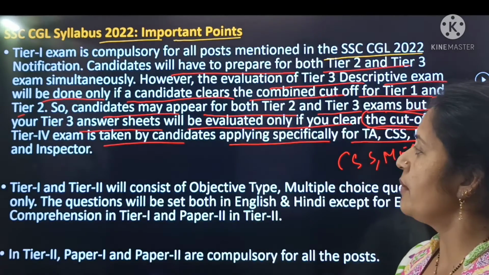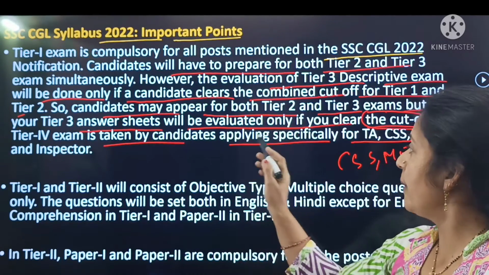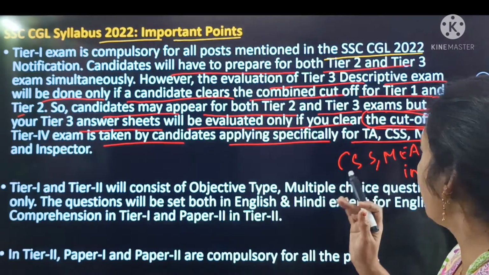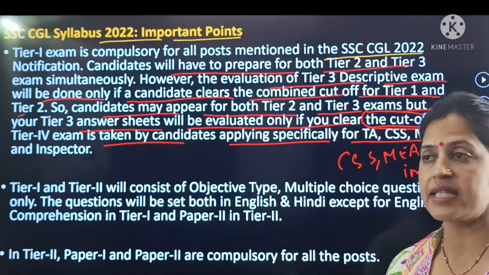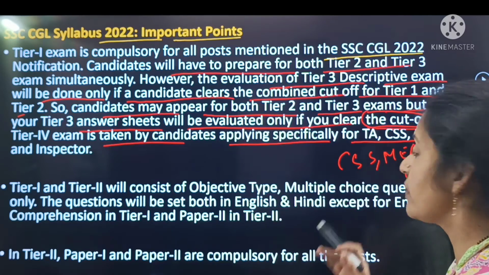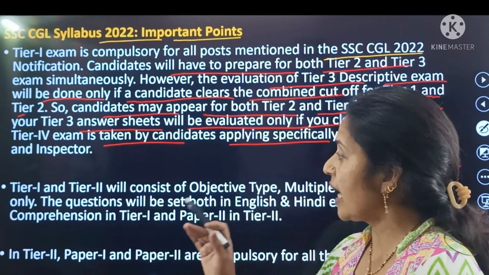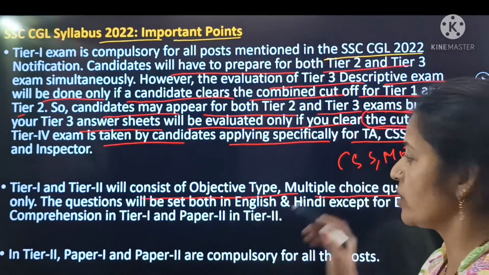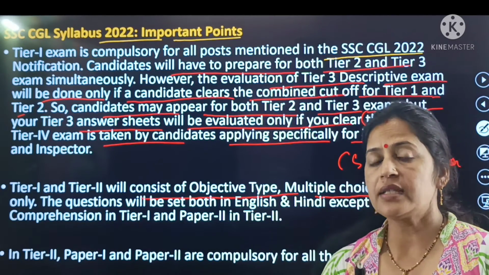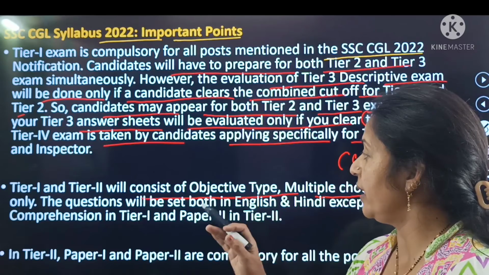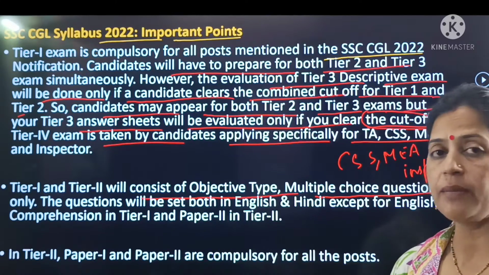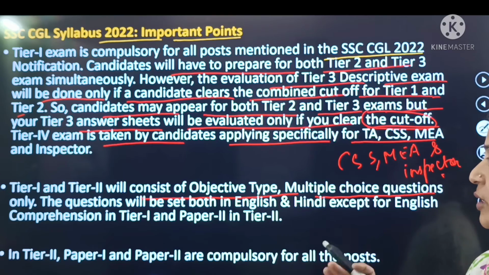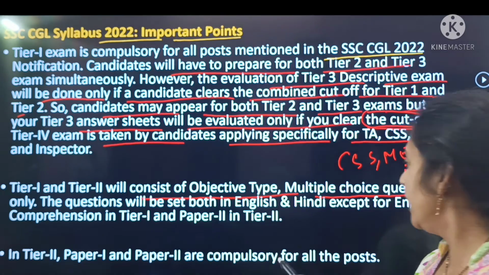So here the tier 4 exam is taken by the candidates applying specifically for the TA, CSS and inspector as well as MEA. Tier 1 and tier 2 will consist of objective type multiple choice questions only, and the questions will be set both in English as well as Hindi.